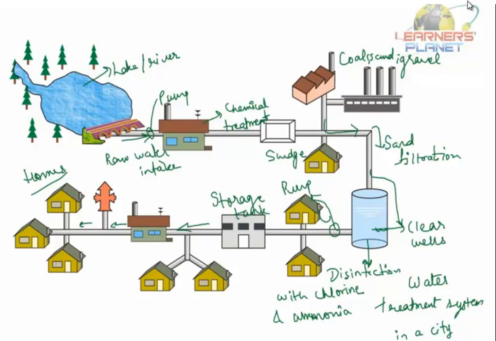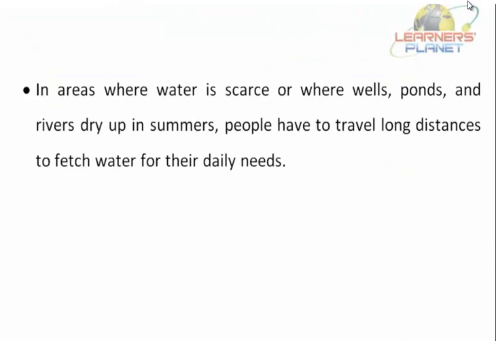So as we saw that in cities, municipal water treatment plants supply homes with treated water, means it is first sludged, then chemical treatment is done, then disinfection with the addition of chlorine and ammonia is done, and then into the storage tank from which the water passes to many homes, right? So in rural areas, 80% of the domestic water comes from the underground sources, and in areas where water is scarce or where wells, ponds and rivers dry up in summers, people have to travel long distances to fetch water for their daily needs. So this is a big problem till now also. It has not been eradicated or solved totally, right?